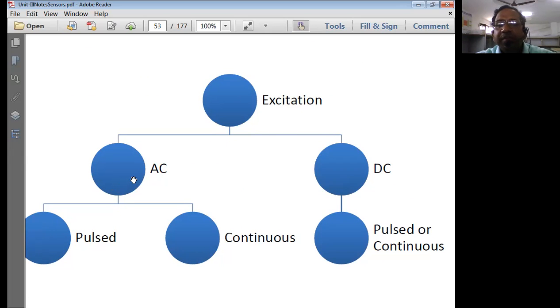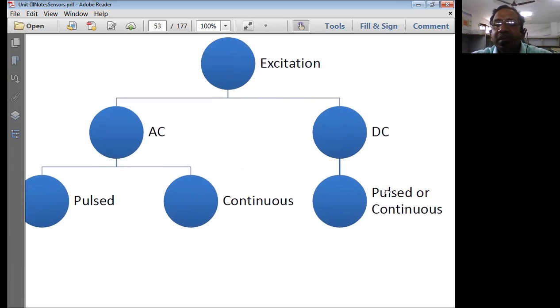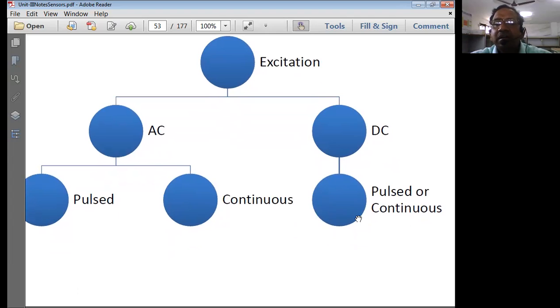What is the meaning of AC? AC means that there is going to be a signal continuously with respect to time, whether it is a pulsed AC or continuous AC signal. But a continuous signal is going to be there with respect to time. Coming to DC, there is a pulsed or continuous type. DC means what? Direct current. There won't be any changes. That means there won't be any oscillations in the signal that we are going to have.